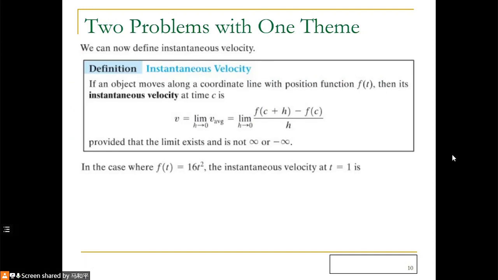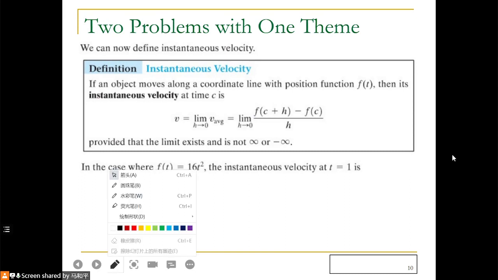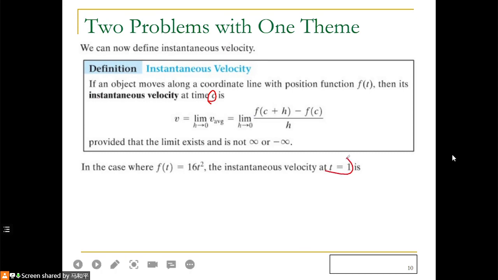Okay. Now here f(t) is 16t squared. Now we want to find the instantaneous velocity at t is 1 by this definition. Do you know how to calculate it? Here we know this is at time t, this is time c, and this is t is 1. So this means we should replace c by 1, right?